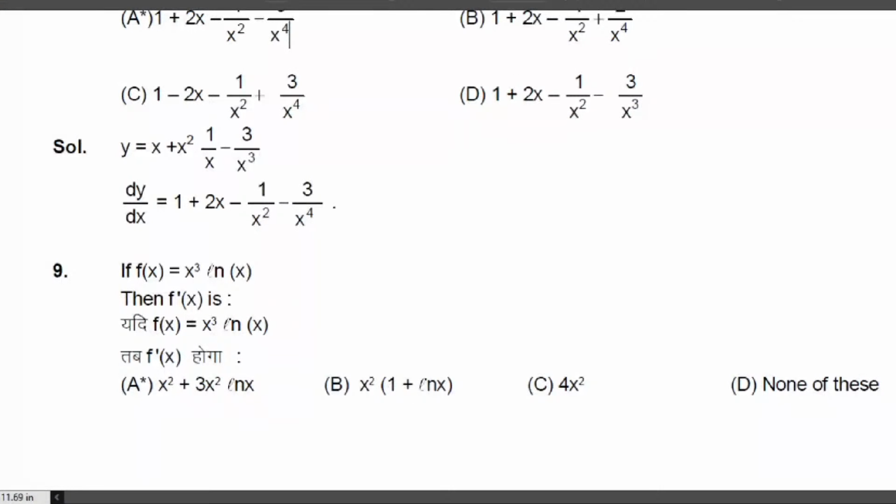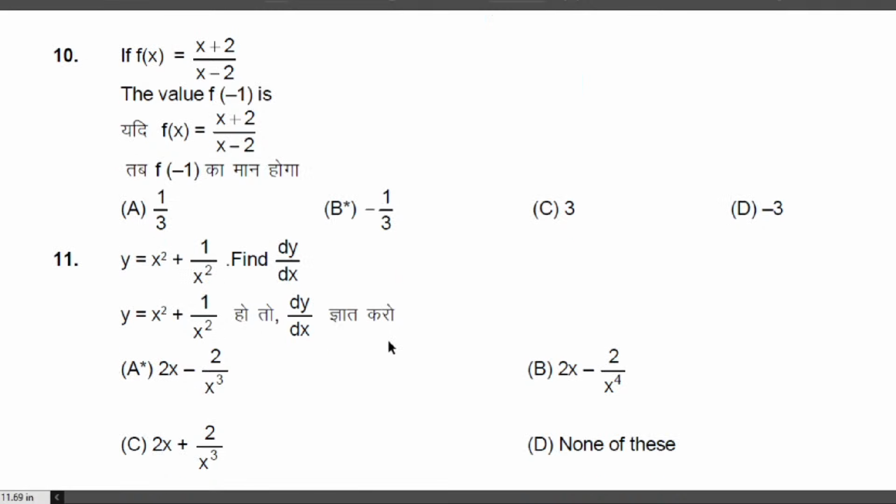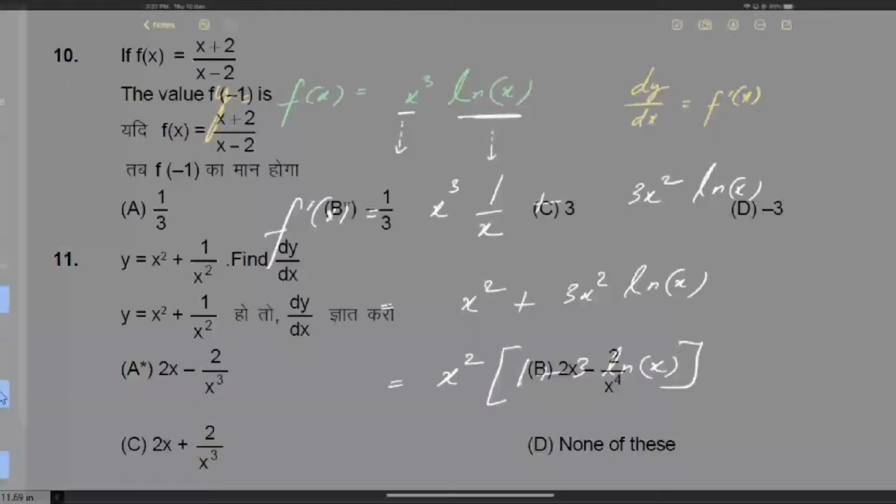So the answer is x squared times 1 plus 3 natural log of x. He didn't take out x squared as common in the options, he just left it as it is. So the answer is this. Anyway, the answer is the same. Next, let us go to question number 10.